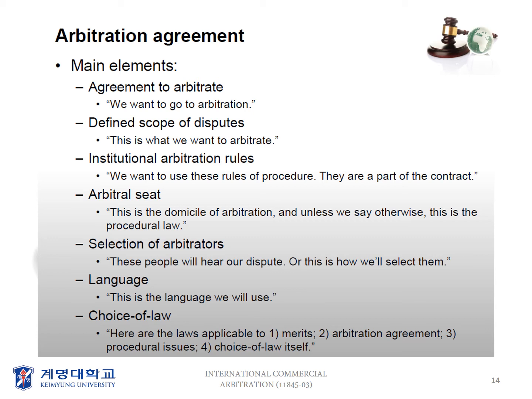Secondly is what to arbitrate, what kind of dispute they need to resolve. Third, both parties should agree on what kind of arbitration rules they want to use, and that could be part of the contract. Number four is the arbitral seat. This is the domicile of the arbitration, and unless we say otherwise, this is the procedural law, the process to follow.